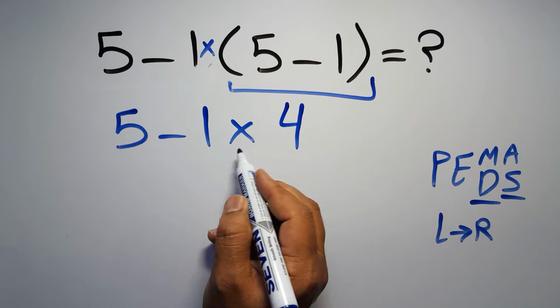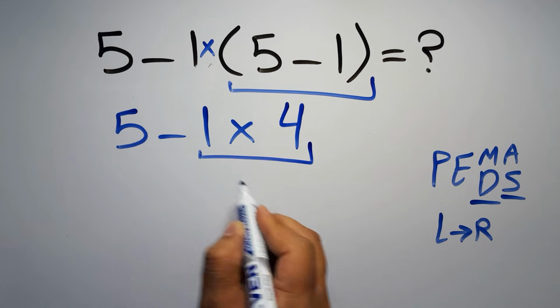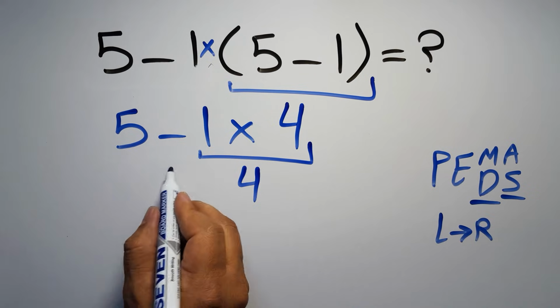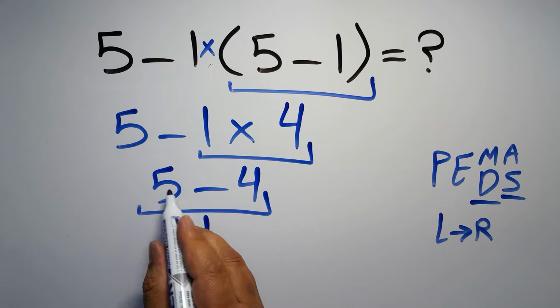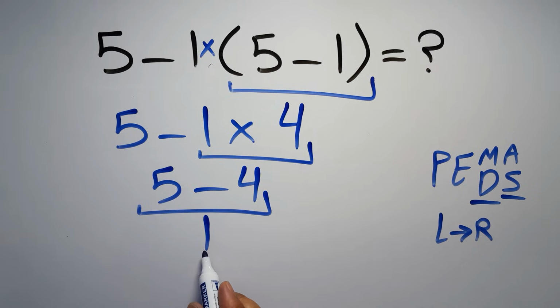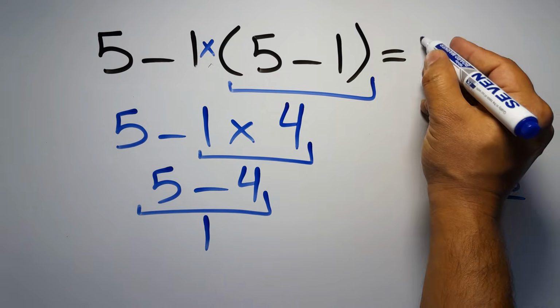So here first we have to do this multiplication. 1 times 4 is just 4. And then 5 minus 4 gives us 1. And this is our final answer to this problem. The correct answer is 1.